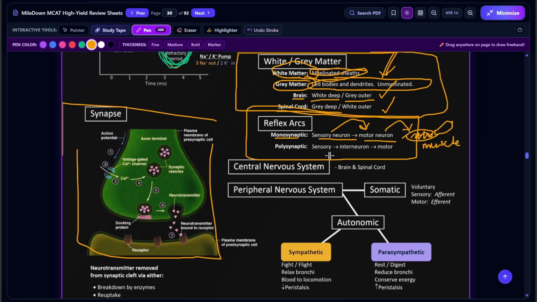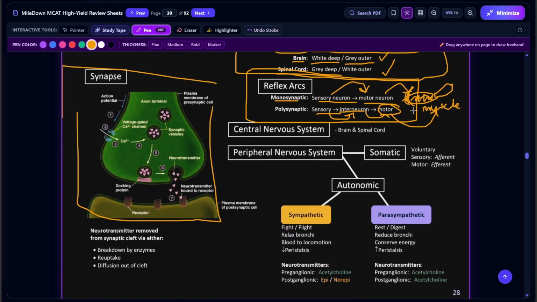And then polysynaptic is when you get sensory, and then your interneuron, and then your motor neuron. So motor neurons, what are they? They're neurons that are basically connected to a muscle. They're going to be synapsing at a motor junction where they meet with the muscle, basically.